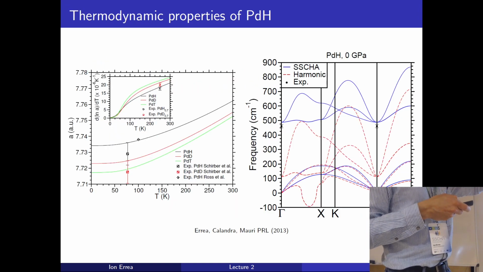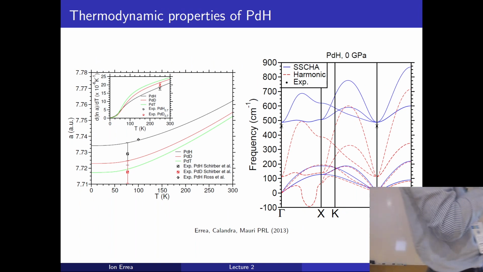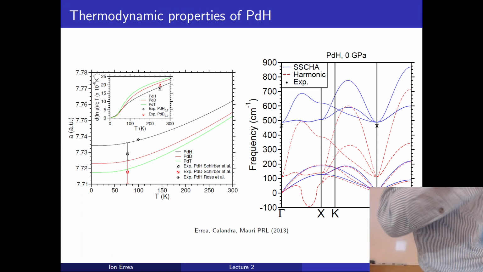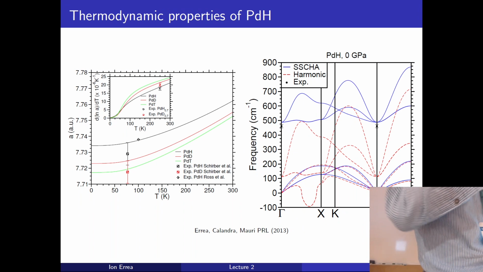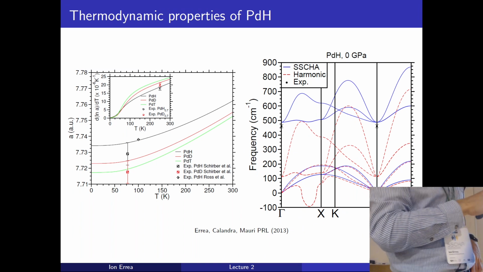So yeah, let's see some examples. This example was presented by Francesco already. This is palladium hydride at zero GPa. These are the harmonic phonons that Francesco already introduced, and this is the experimental point that we only have at gamma here. And these are the SSCHA auxiliary phonons, okay? Those that I introduced here.